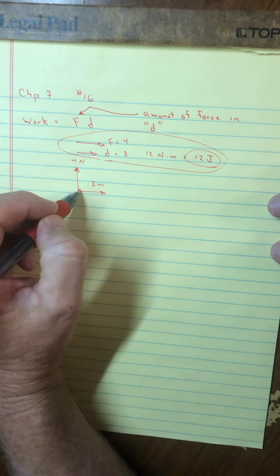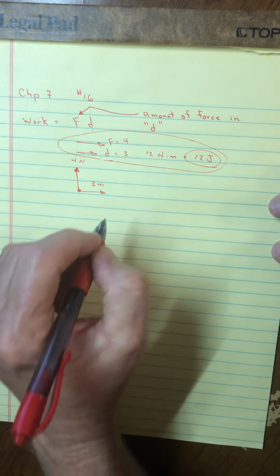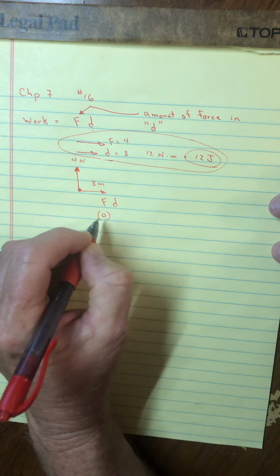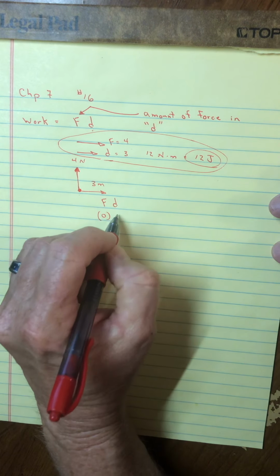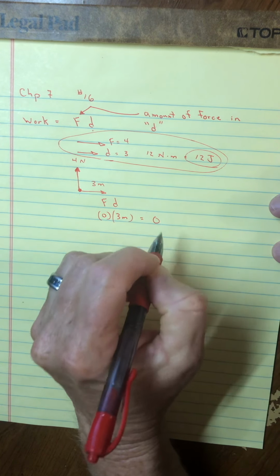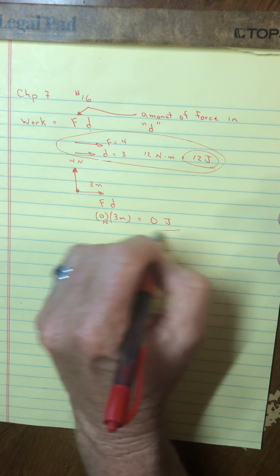In this case, if the force is purely up, then none of it is horizontal. So when you say force times distance, you would have to put a 0 force, because that's the amount of force that's in the direction of the 3 meters. And 0 times 3 is 0. And of course, it would still be newtons times meters, so 0 joules.